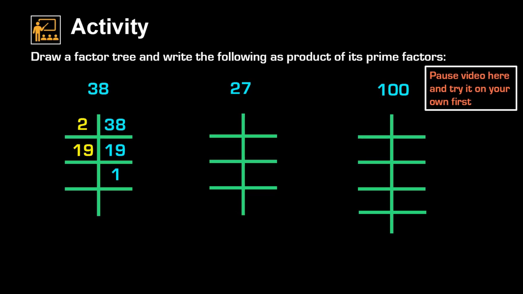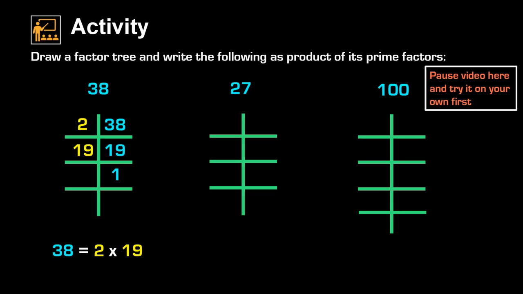Nineteen is a prime number by itself, so it has 2 factors, 1 and 19. So what we do, we divide 19 by itself and we get 1. So the prime factors of 38 will be 2 and 19, which means 2 multiply 19 will give us 38.